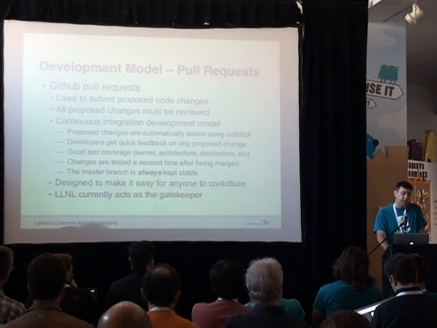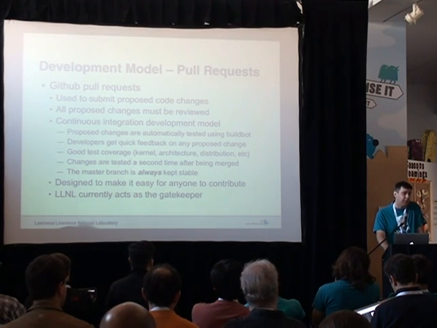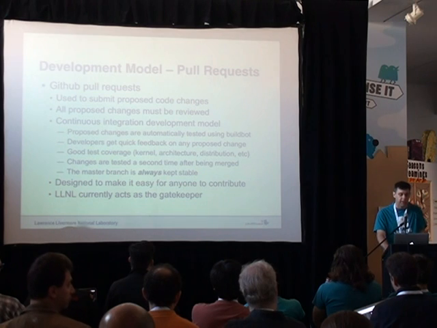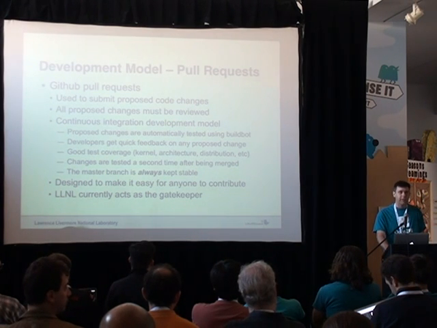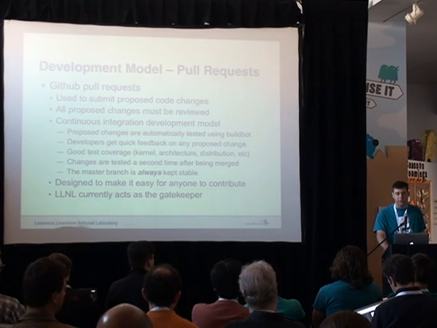So developers get relatively quick feedback when they open a pull request. Within a day or so, they should have build results. We get reasonably good test coverage at the moment. We test a lot of different kernels. I'd like to get more architectures tested. We test a fair number of distributions at the moment, but in all dimensions here, we should be expanding the test coverage.